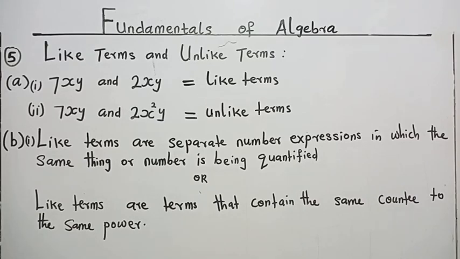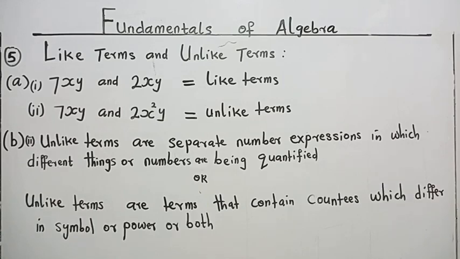That takes us to the definition of unlike terms. Already, what you expect is going to be the opposite of these definitions. Just a few touches and the definition of unlike terms emerges. Let us see the definition of unlike terms. And here comes the definition of unlike terms. Unlike terms are separate number expressions in which different things or numbers are being quantified. It's just the opposite of the definition of like terms. Or, unlike terms are terms that contain countees which differ in symbol or power or both.